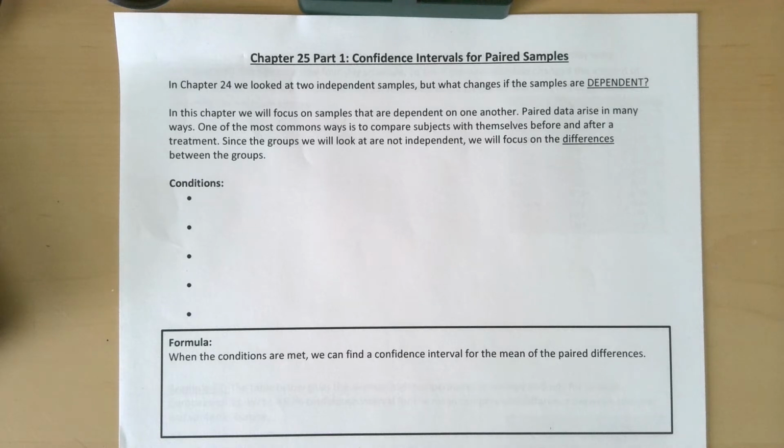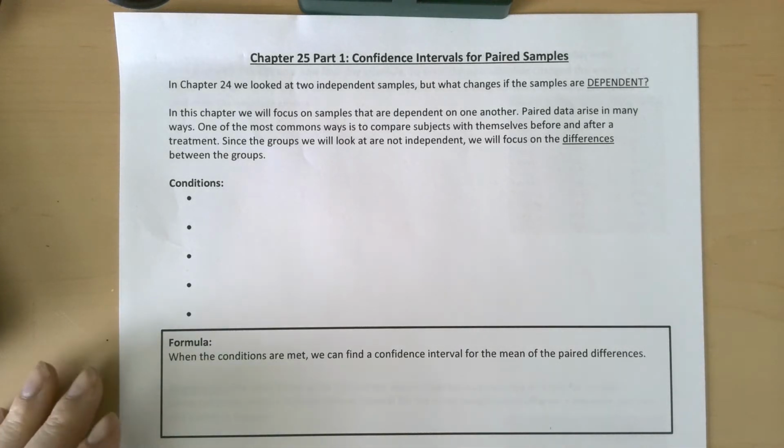This is sometimes called paired data, and this can arise in many ways. One of the most common ways is to compare subjects with themselves before and after a treatment. Since the groups that we look at are not independent, what happens in the first group will impact what happens in the second group. They depend on each other. We are going to focus on the differences between the two groups. Now, there are 5 conditions, and a lot of them you'll see are quite similar.